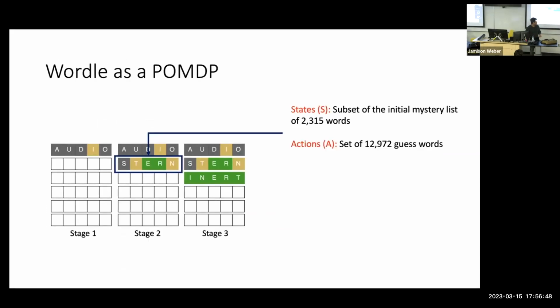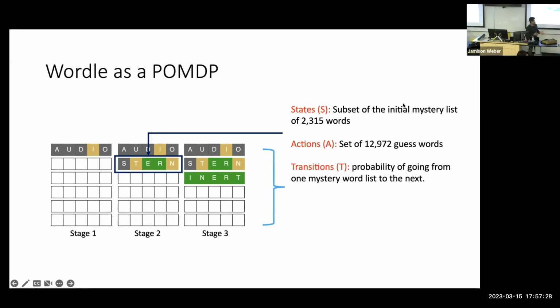And the states here are the 2,315 words, which is a subset of the bigger list. The final mystery word, for example, inert in this example, would be one of these 2,315 words. And the actions are essentially all the words that are possible in the game, which the simulator will accept.